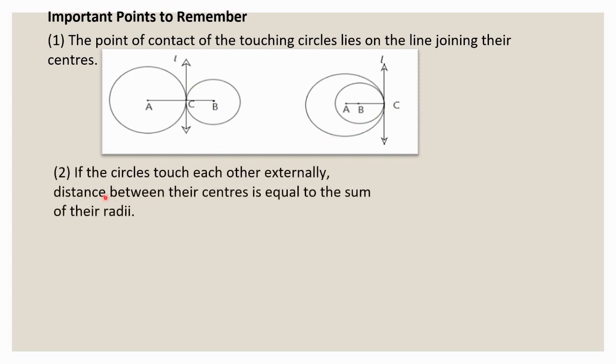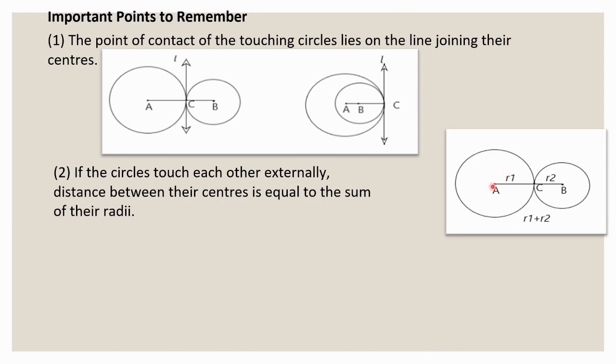The second point, if the circles touch each other externally, the distance between their centers is equal to the sum of their radii. In the diagram, you can see circle with center A and circle with center B touch each other externally at point C. R1 is the radius of the circle with center A. R2 is the radius of the circle with center B. AB is the distance between their centers. So if we want to find distance AB, we add R1 and R2. So R1 plus R2 is nothing but the distance between their centers.